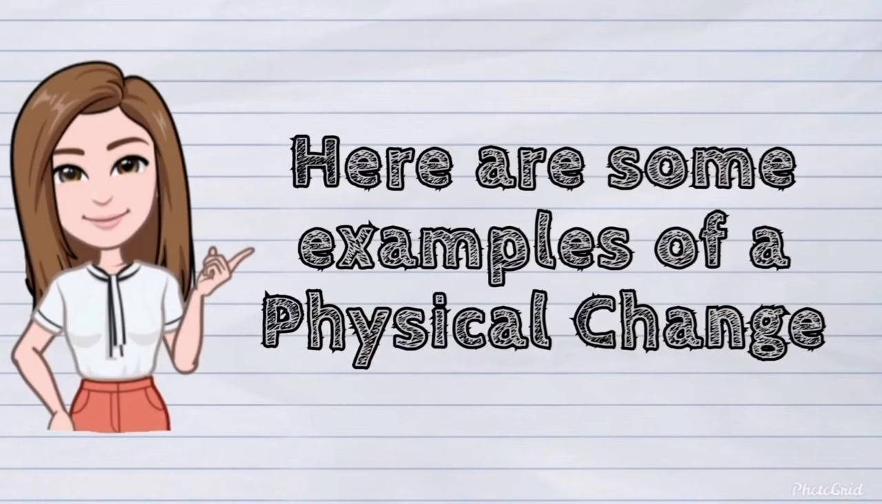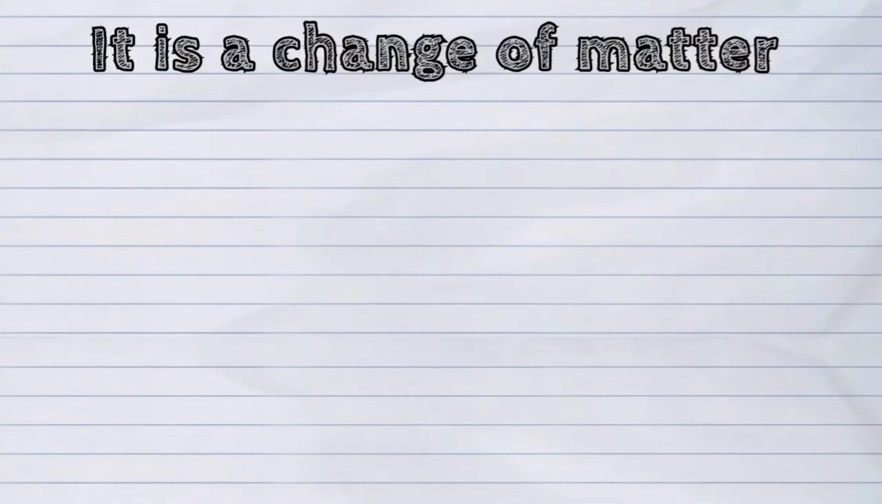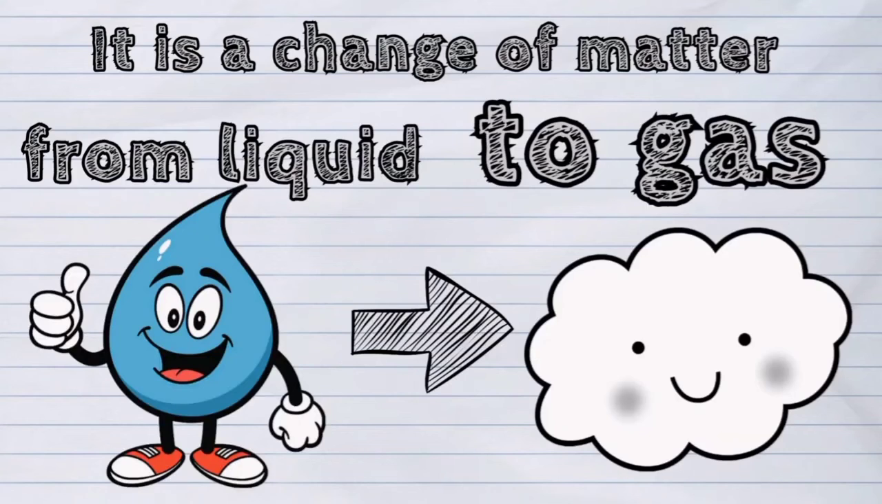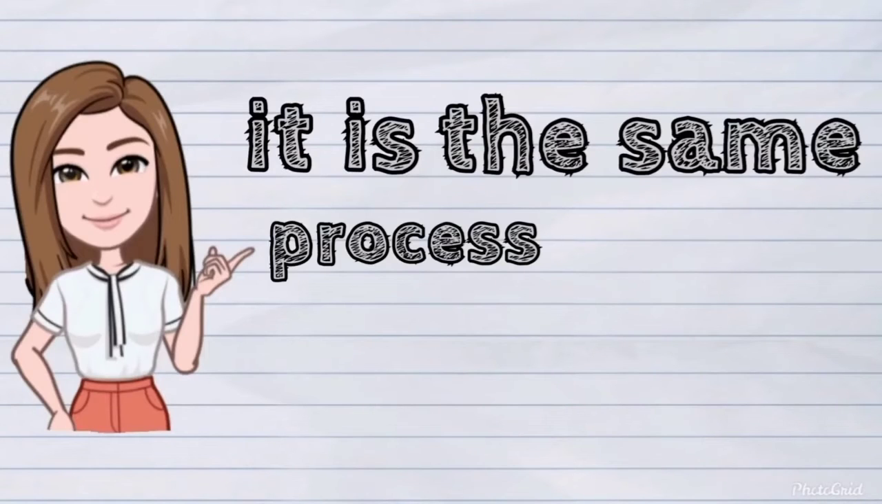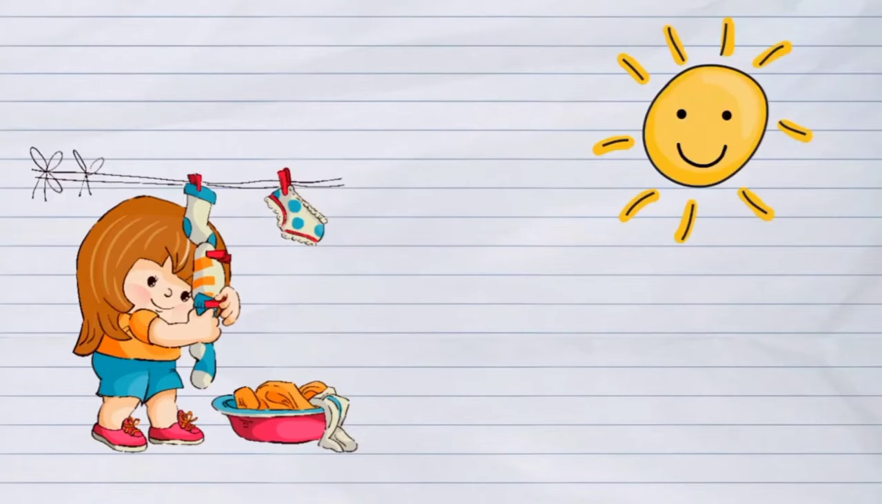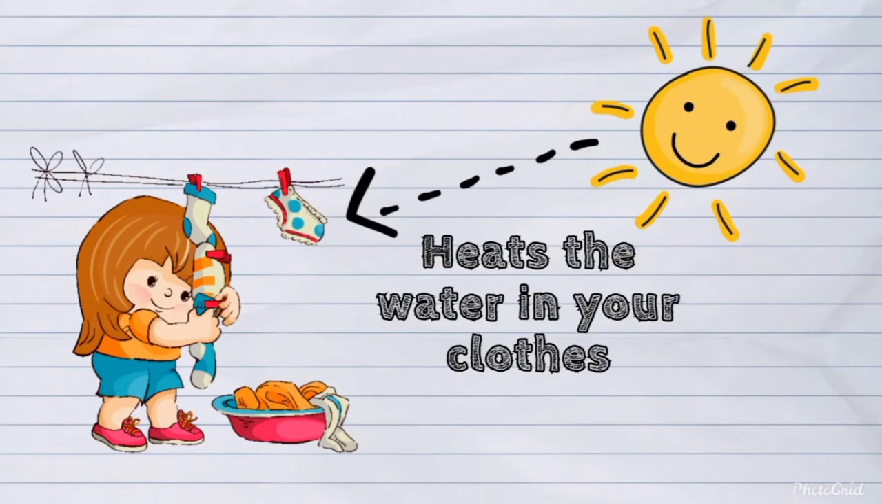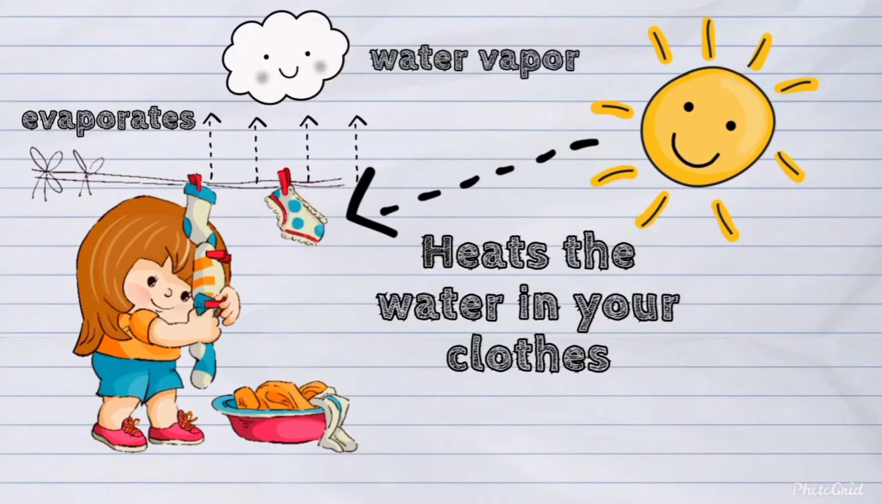Here are some examples of a physical change. First, the evaporation. It is the change of matter from liquid to gas. It is the same process that lets your washed clothes dry when they are placed under the sun. As the sun heats the water in your clothes, it evaporates and turns to water vapor, which is a gas.